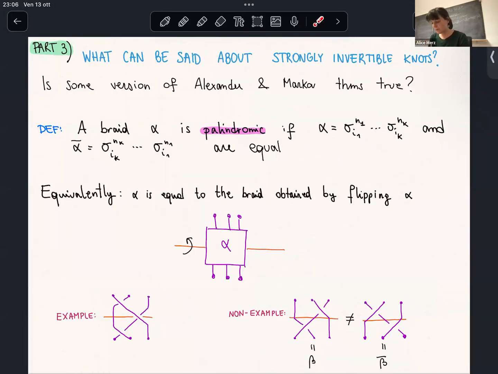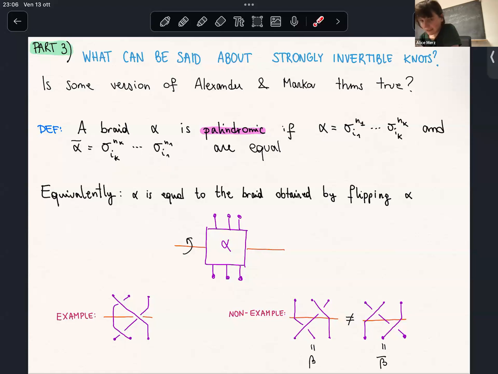The aim of my research was to put into connection the Alexander and Markov theorems for knots and links with symmetries, to see if there was an adaptation, a generalization of these theorems to the strongly invertible case. To see that, we have to introduce some type of braid, a braid with a particular type of symmetry, which is called palindromic. So a braid is palindromic if I write alpha in the generators of the braid group I told you before, and then I read them from right to left, like in this case.